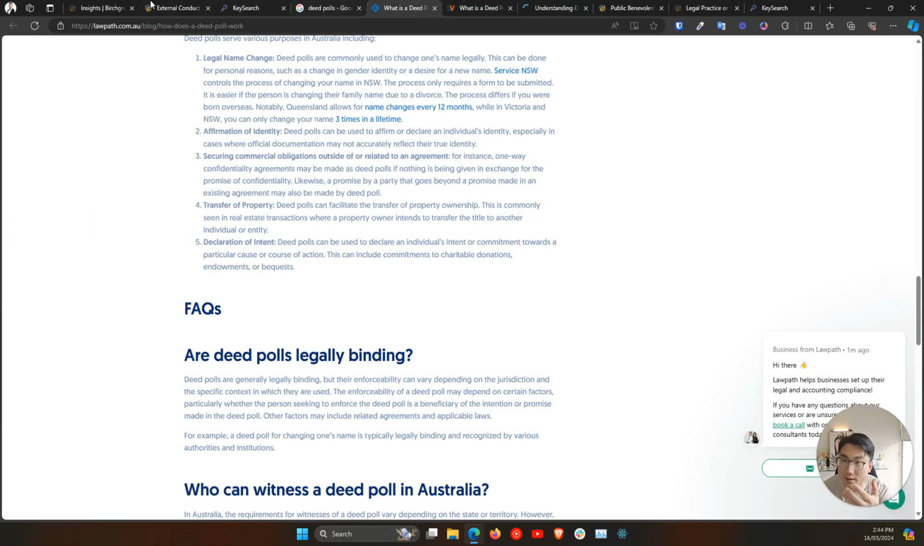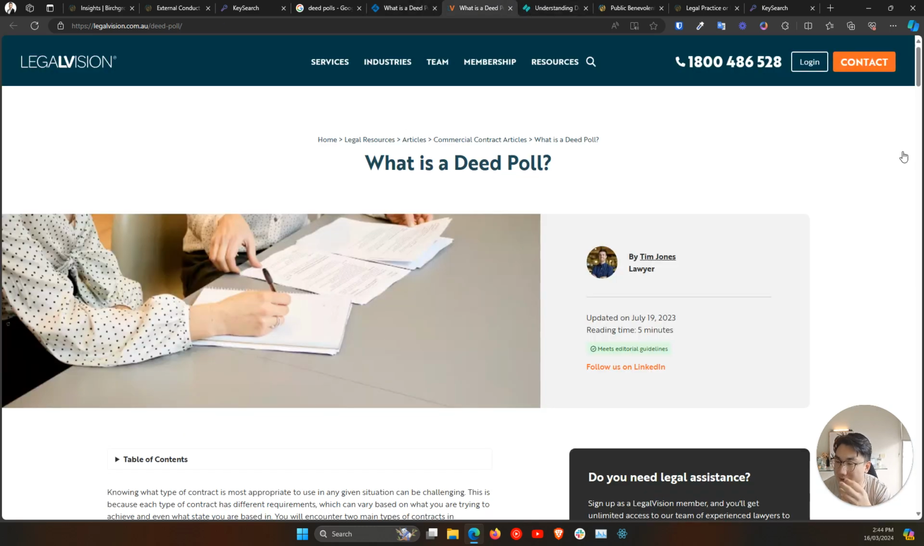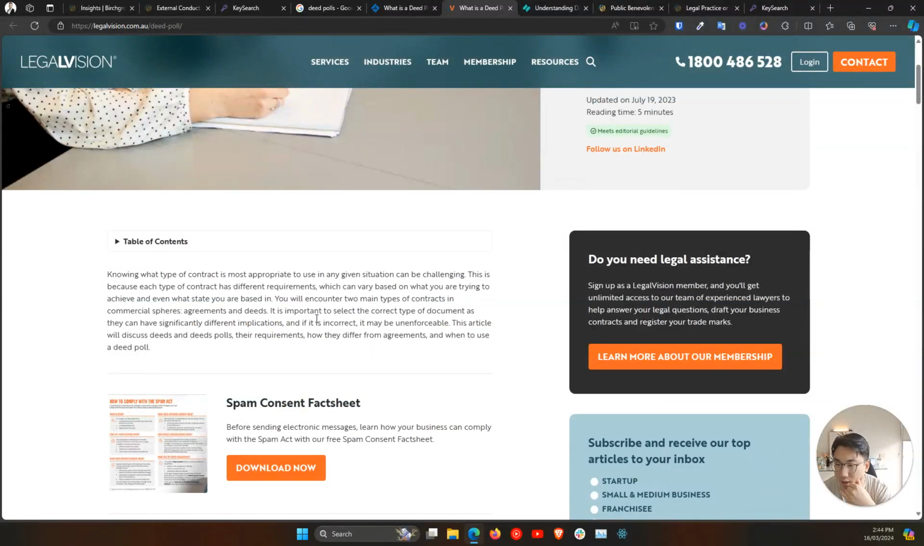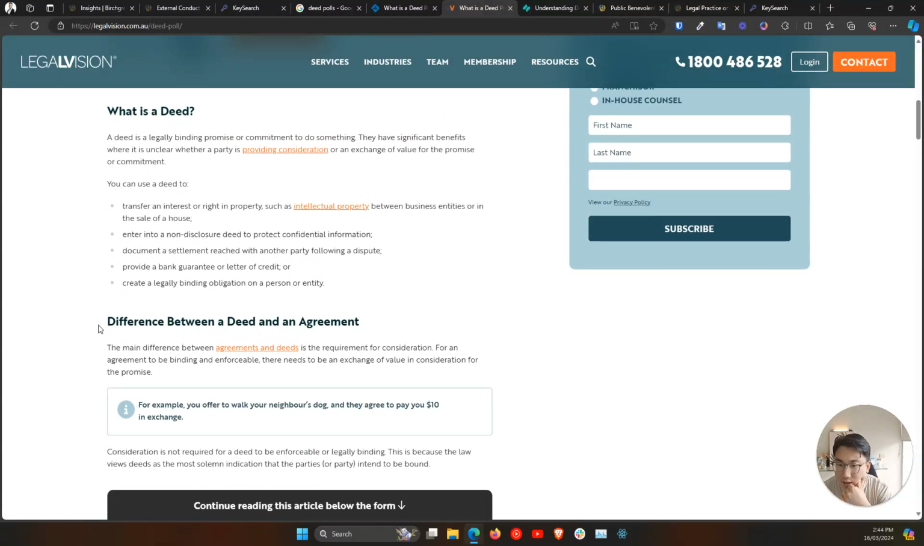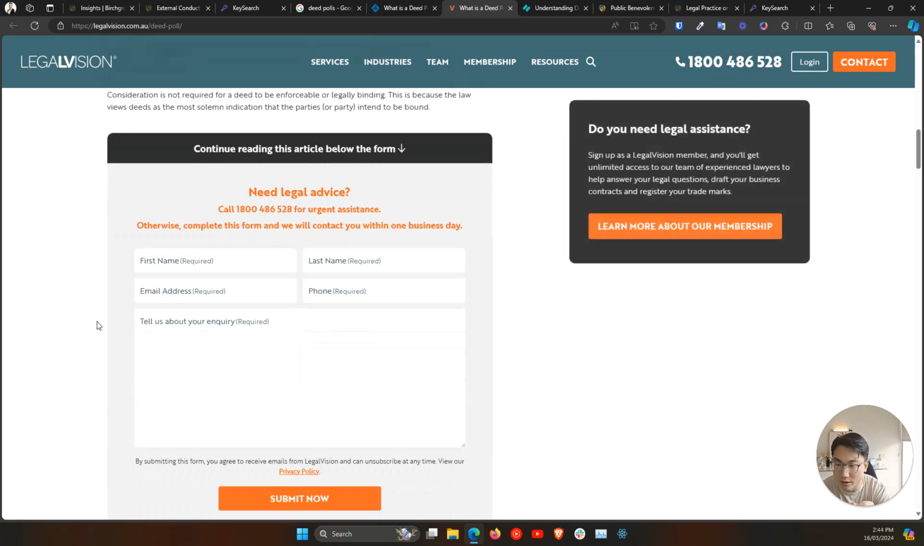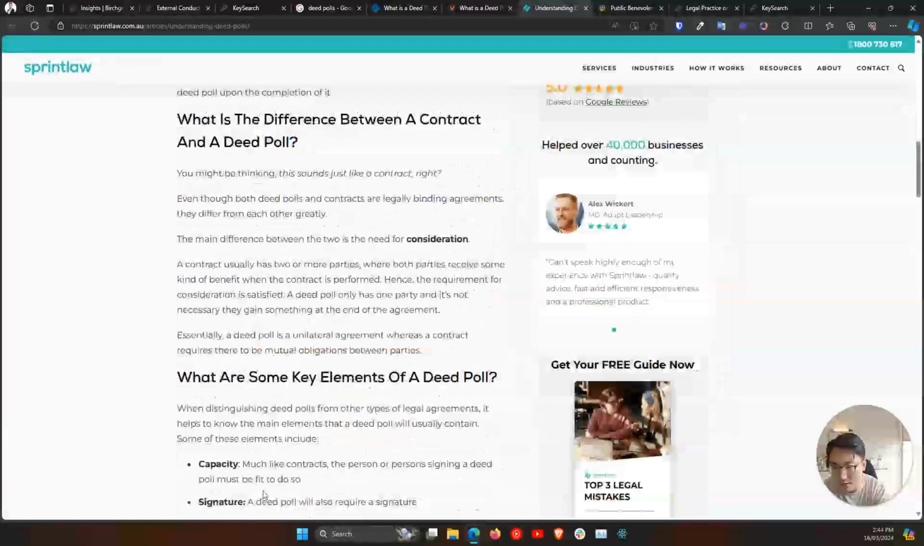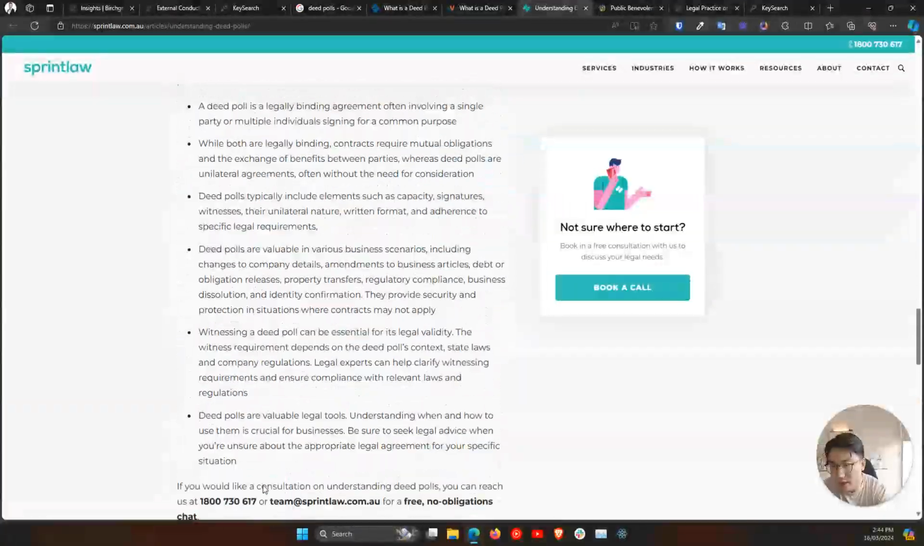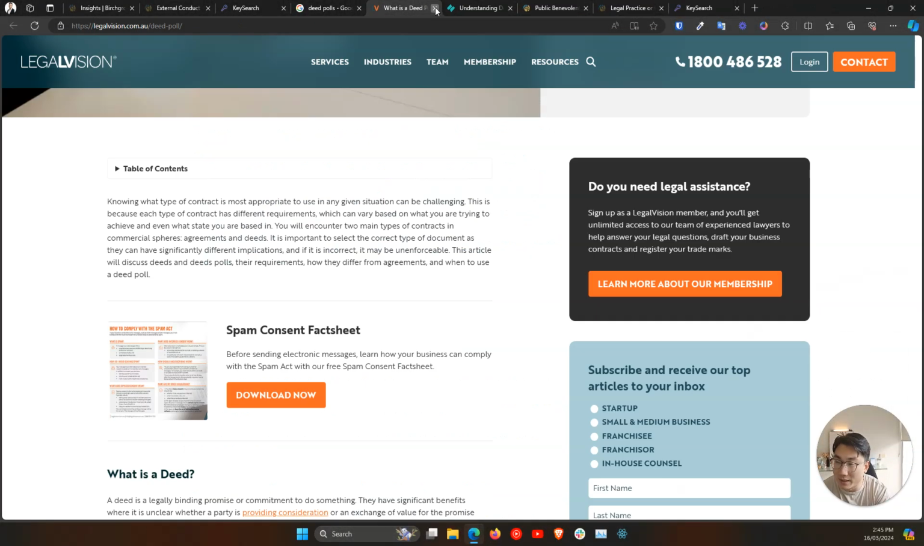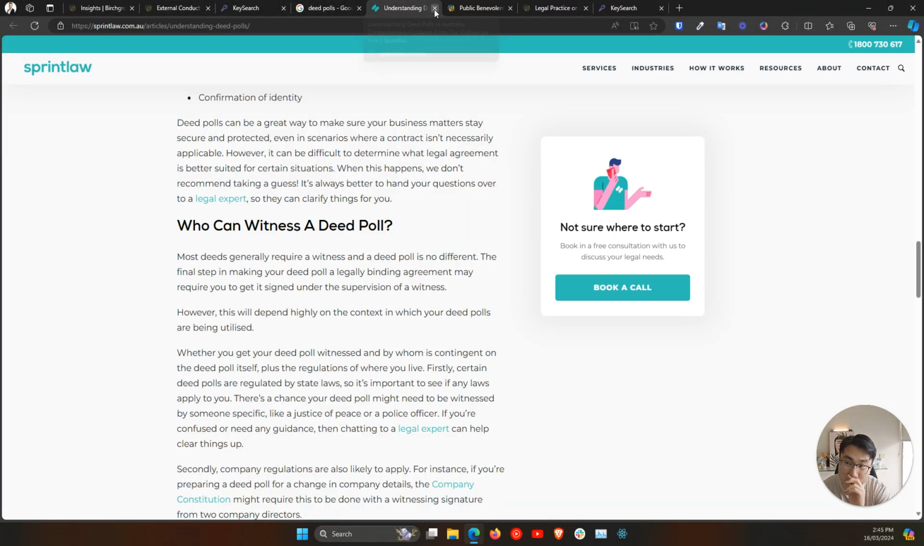So these LawPath, Legal Vision, and Sprint Law, they are all digital marketers. They're like new age law firms that popped up in the last decade or so, trying to disrupt the legal industry of the big top 5, top 10 law firms, and trying to be more digital and savvy, essentially. So that's why it looks like these articles are pretty well written.